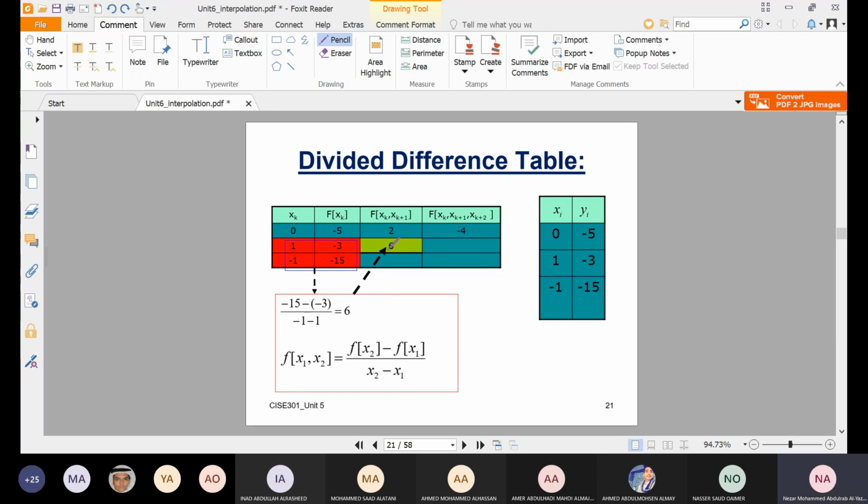Okay, so this is the first divided difference. If you have more points, you will complete this column. If you have the fourth point here, you will do the first divided difference here. Because we don't have it, there is no need for this one.